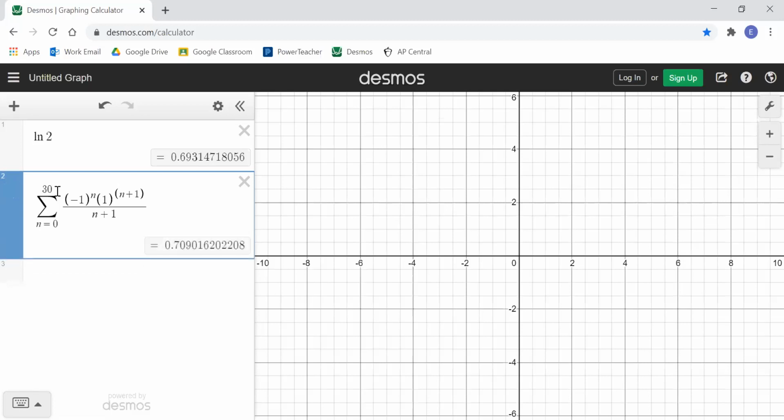Let's try 30. If I plug in 30, we're at 0.709. If I plug in 40, getting closer. 50, getting closer. I meant to do 100, but 110 will work. 1,000. Looks like it's getting closer and closer to that value of the natural log of 2, doesn't it? Do you guys agree with that?